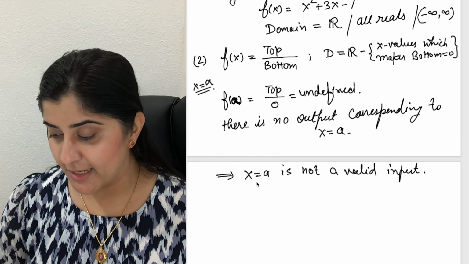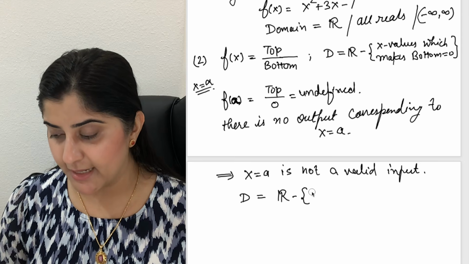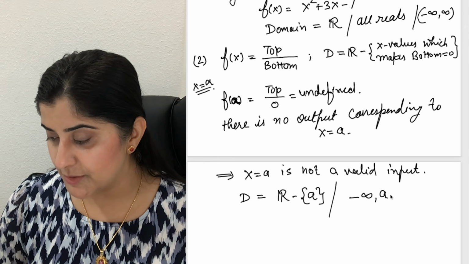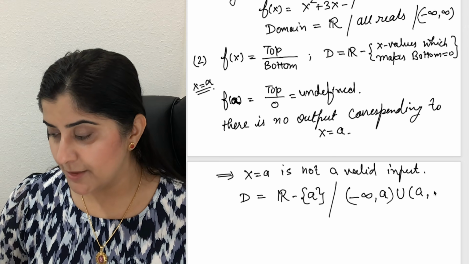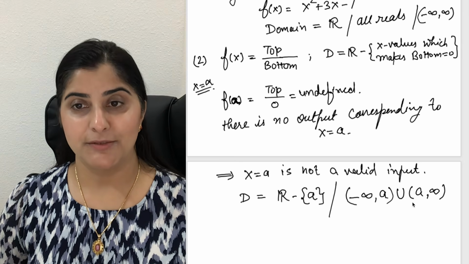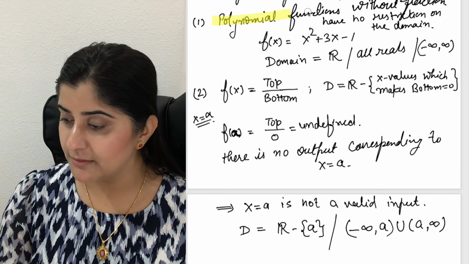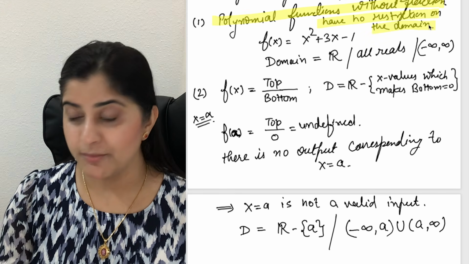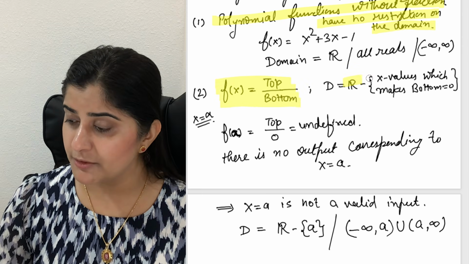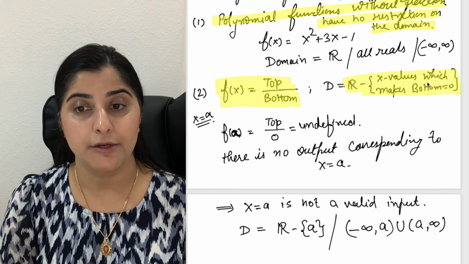And if this is the only point, the domain of this function will be all real numbers minus that x value, that is a. Or you can write negative infinity to a union a to infinity. We are not including a in both, so this is the only point which we are excluding. So remember, if there is a polynomial function, there is no restriction on the domain. Domain is all real numbers. But if there is a top over bottom, the domain is all real numbers, but we will minus those x values which will make our denominator 0.